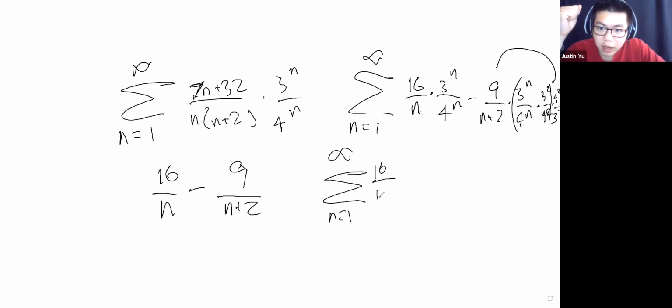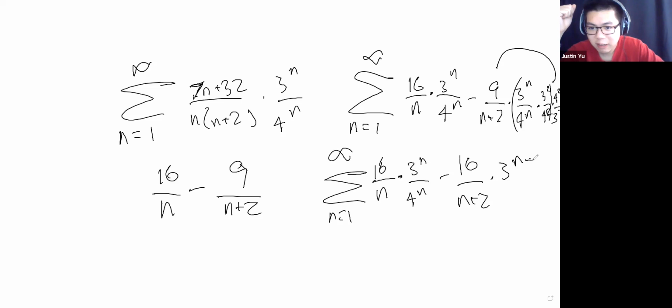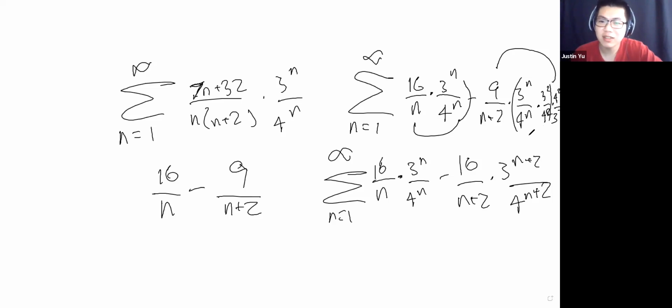So 16 over n times 3 to the n over 4 to the n minus 16 over n plus 2 times 3 to the n plus 2 over 4 to the n plus 2. Now, this is something that will telescope nicely. All right, and how did we find this? We just look. Wow, this is really nice. I wish that we could do this for the other side. What we're adding here is going to be n equals 1, 2, 3, 4, 5, 6, 7, 8, 9, and so on. What we're subtracting is like this term equal to 3, 4, 5, 6, 7, 8, 9, and so on.